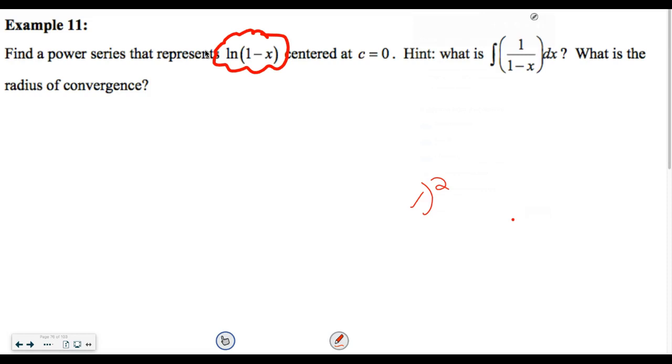So when it says hint, what do you think I want you to do just based on the last one? I want you to integrate that. Yes. So let's integrate that. When I integrate 1 over 1 minus x dx, you should be able to do that in your head, right? Go ahead. What's its antiderivative, Luz?